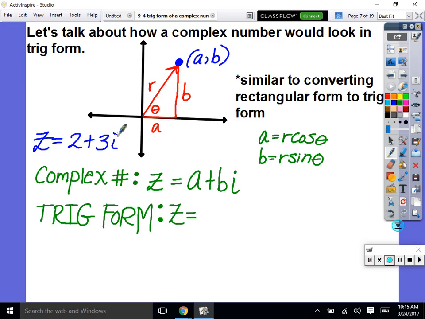So let's rewrite this in trig form. Instead of an A, let's put R cosine theta. So rewriting this as R cosine theta for A plus B, which is R sine theta times i. Now we have it written as a trig form of a complex number.